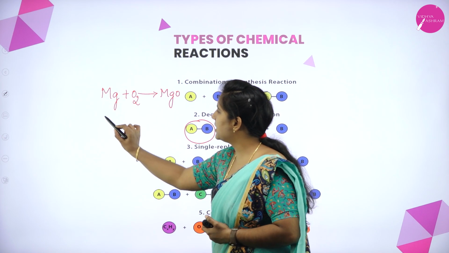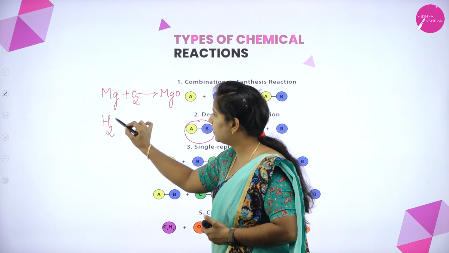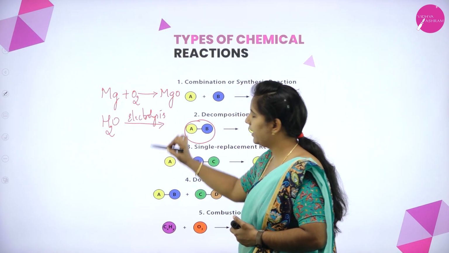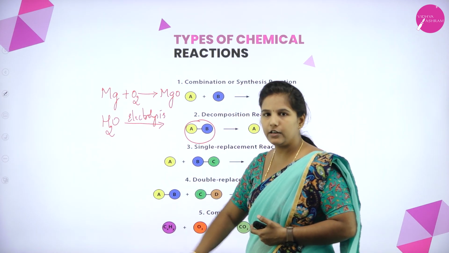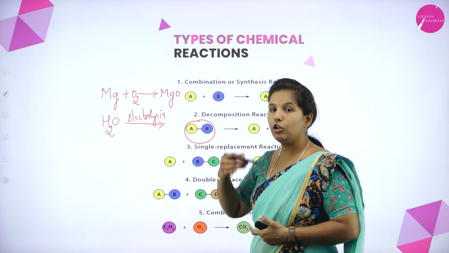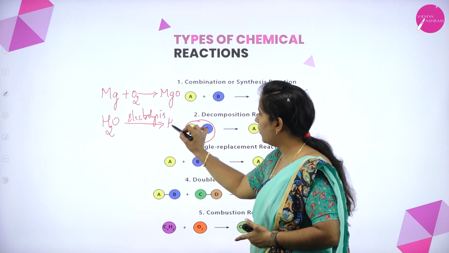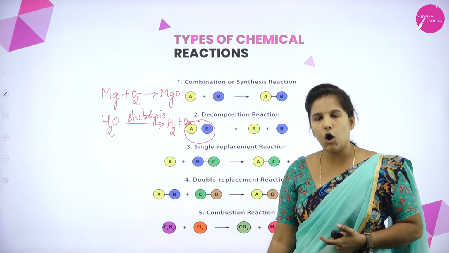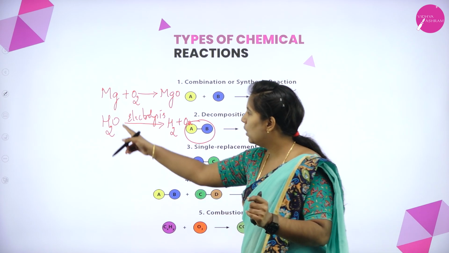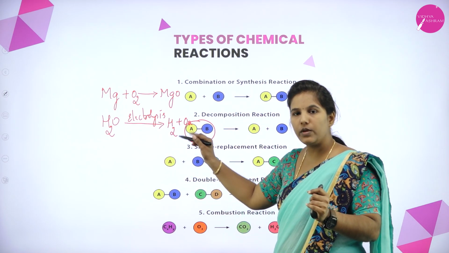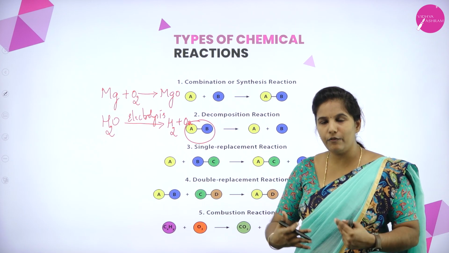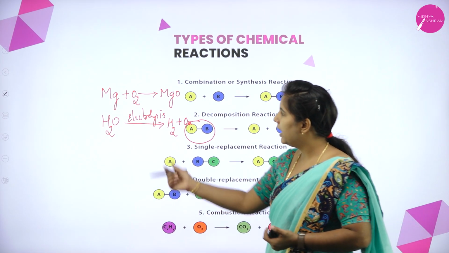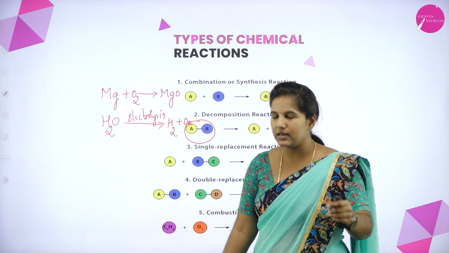Okay, the best example is water. During the electrolysis, water, which is the reactant, undergoes decomposition, forming hydrogen and oxygen. A single reactant which undergoes decomposition, forming two or more different elements, is called a decomposition reaction. After writing this, we have to balance the equation.